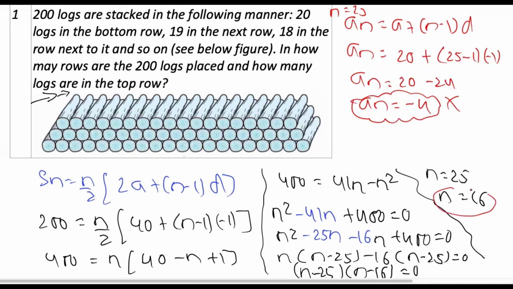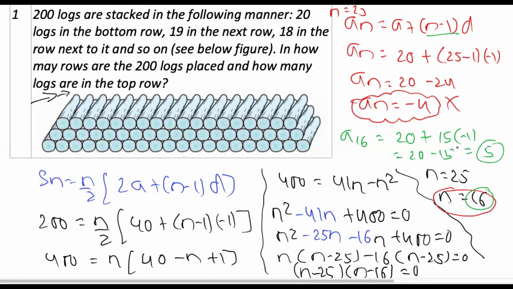Now we'll find the number of logs taking n as 16. So this time I'm getting a16, which is a plus (n minus 1)d. A is 20 plus, placing n as 16, 16 minus 1 is 15, and d is clearly minus 1. So this is 20 minus 15, which is equal to 5.